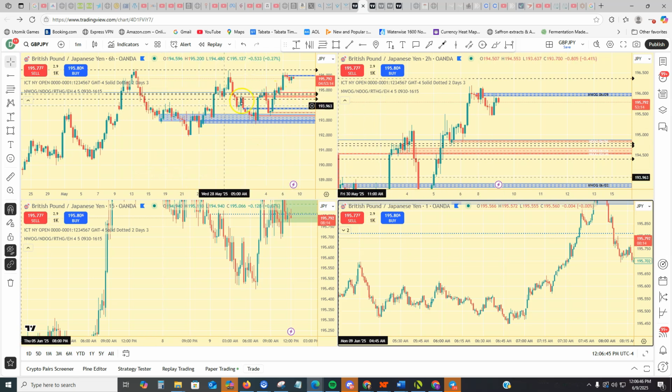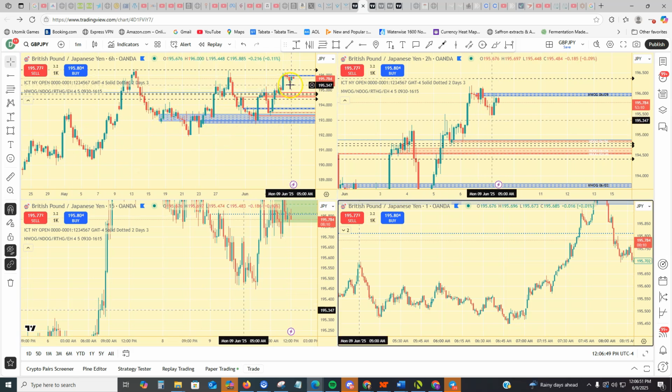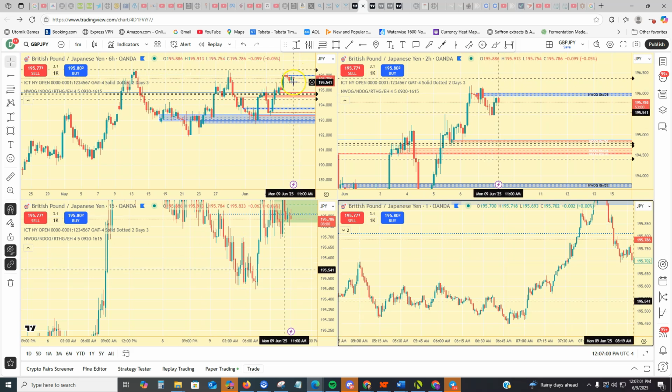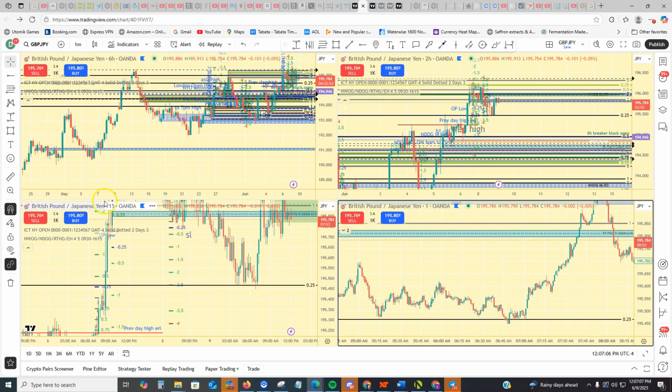Alright, so this is the 6 hour we have here, and right here is where these lows are, exactly where I had expected price to reverse off of the first quarter of a weekly PDArray. And this is the quarter here. And just look down right here, you can see it right here.